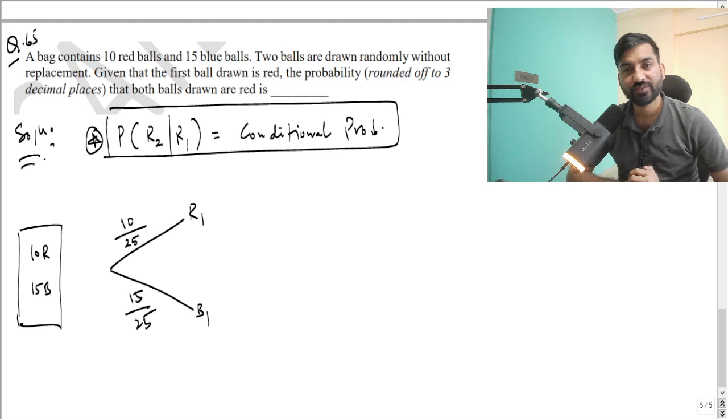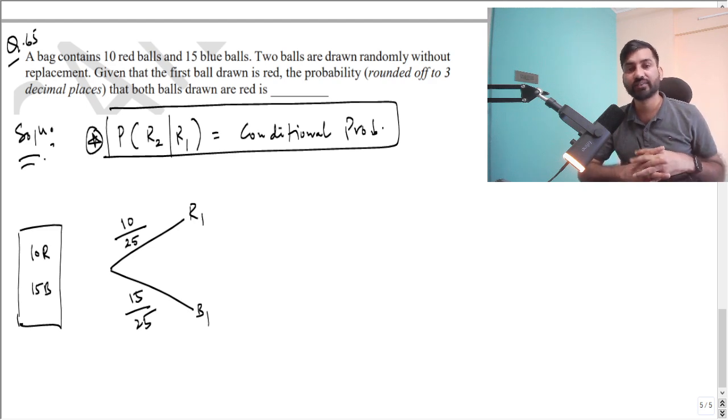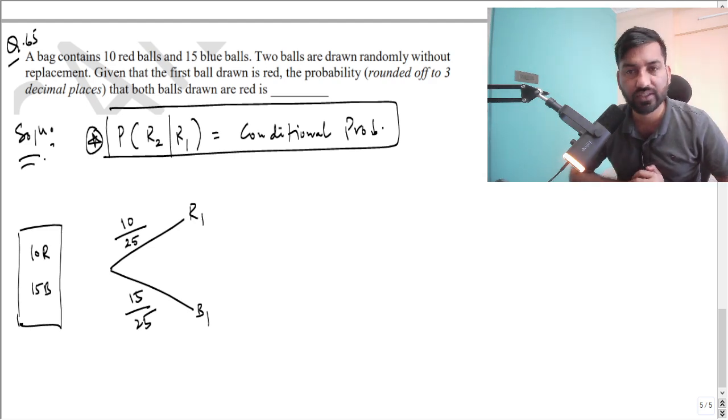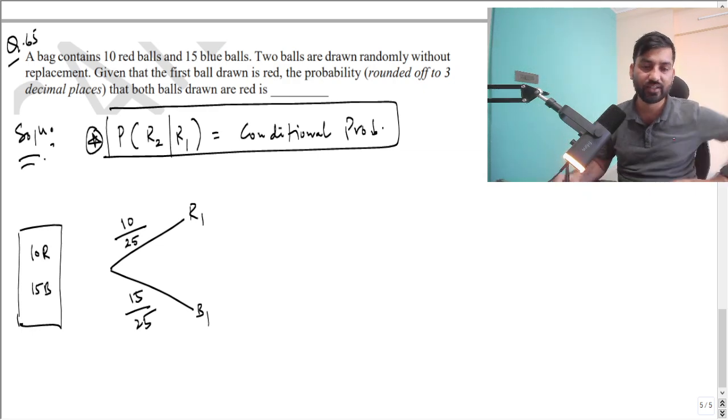blue first. Now what they are claiming here is, given that the first ball is red, so you don't have to focus here on the first ball being blue, right? Already they have specified, understand? So given that the first ball is red, now I'm just going to draw balls from here only, right?